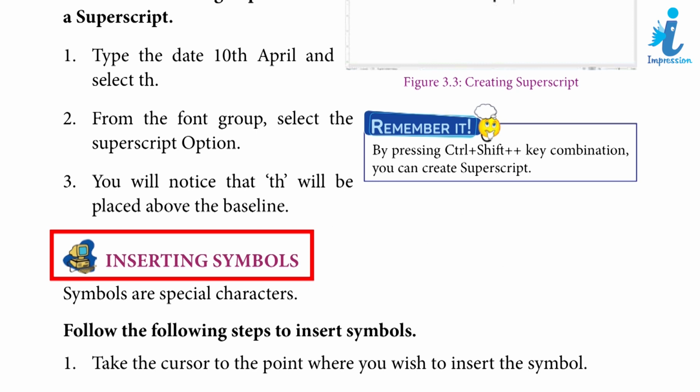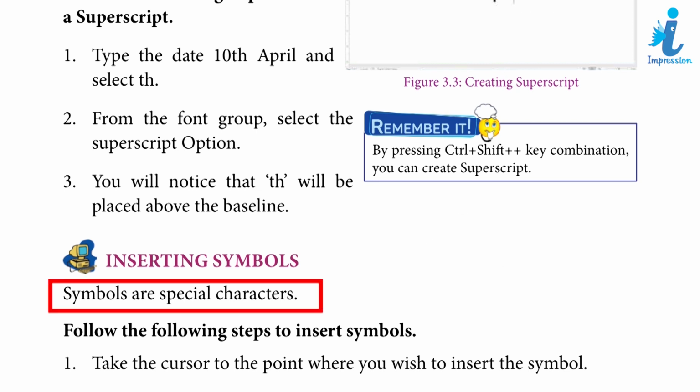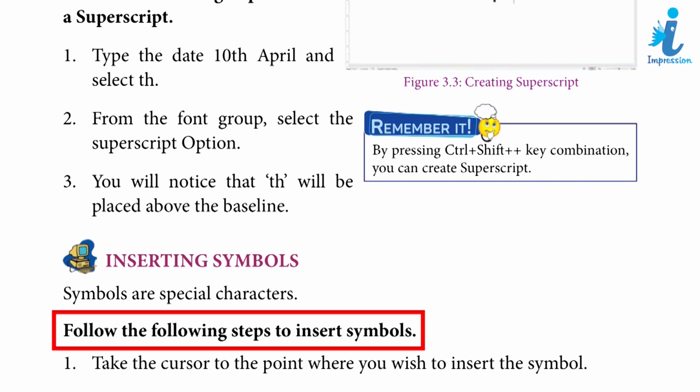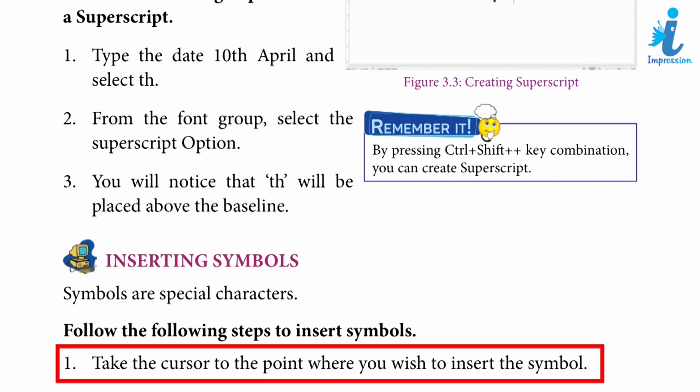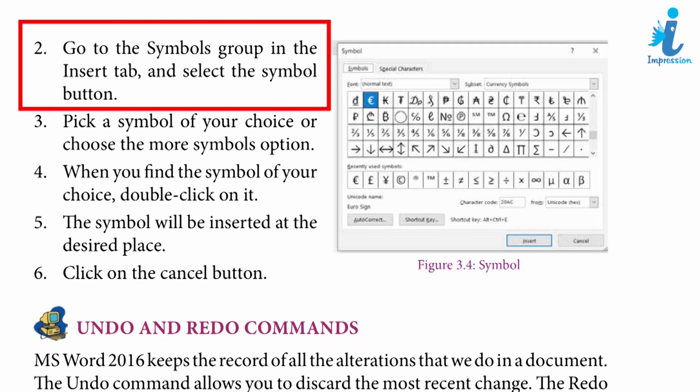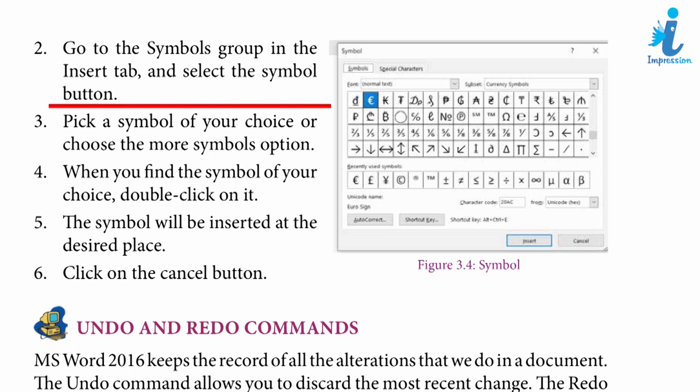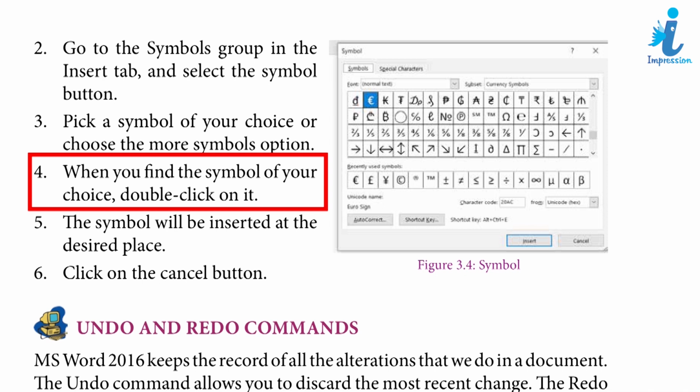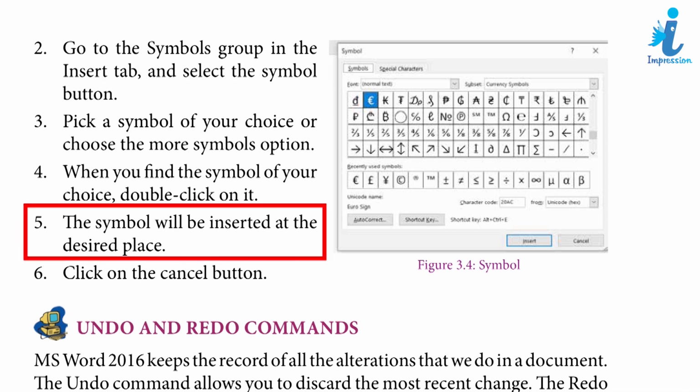Inserting symbols. Symbols are special characters. Follow the following steps to insert symbols. 1. Take the cursor to the point where you wish to insert the symbol. 2. Go to the Symbols group in the Insert tab and select the Symbol button. 3. Pick a symbol of your choice or choose the More Symbols option. 4. When you find the symbol of your choice, double-click on it. The symbol will be inserted at the desired place.